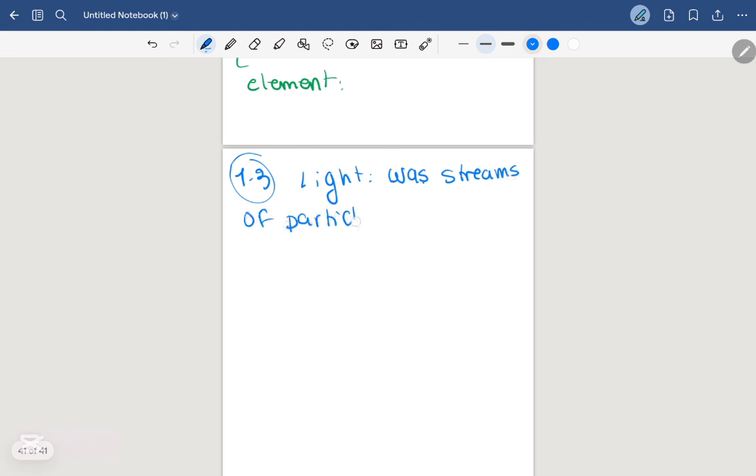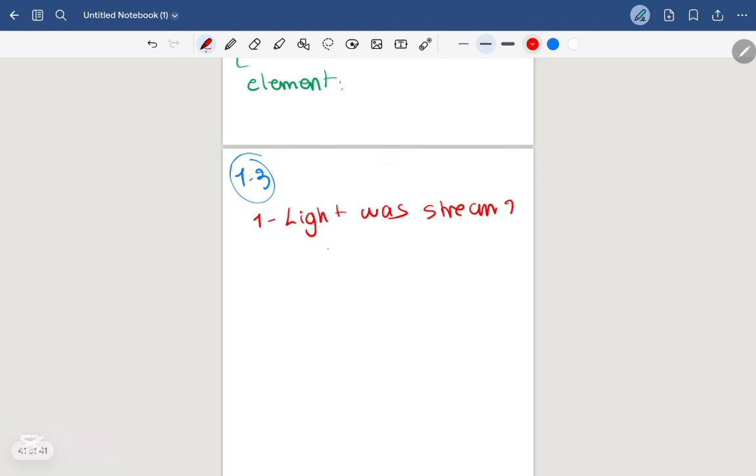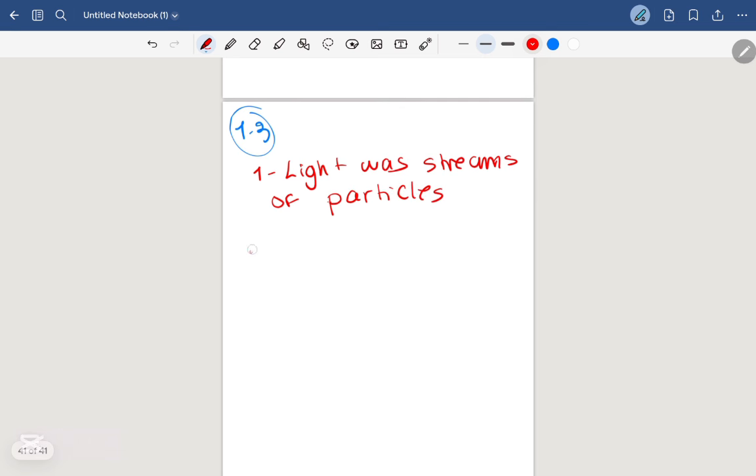So first we'll start with the first idea they thought. They thought that light was streams of particles. Until a second person came, and this person's name is James Maxwell. So let's write him here to give him credit. He finalized this theory after 200 years. And it's because of him we believe that light also has a wave nature.